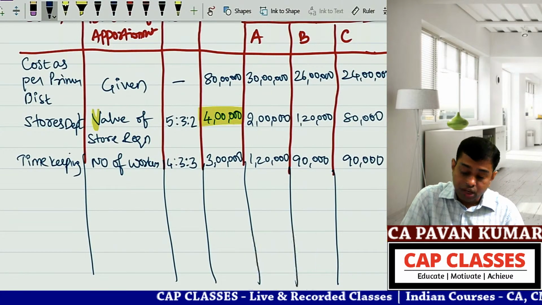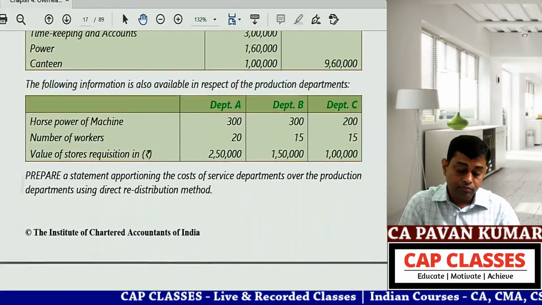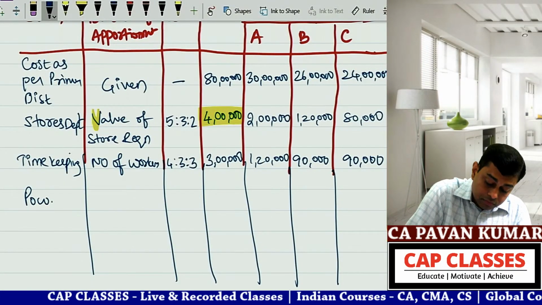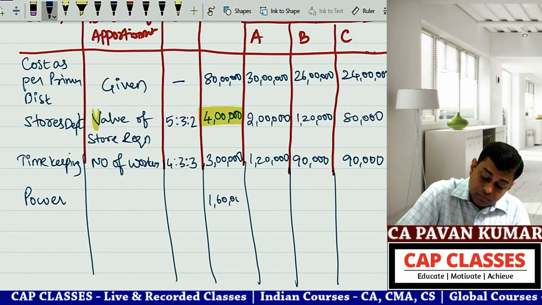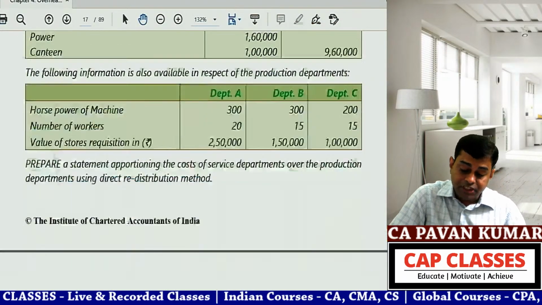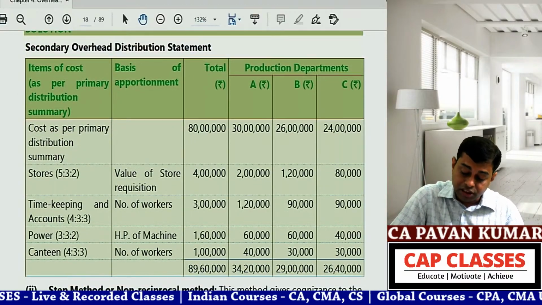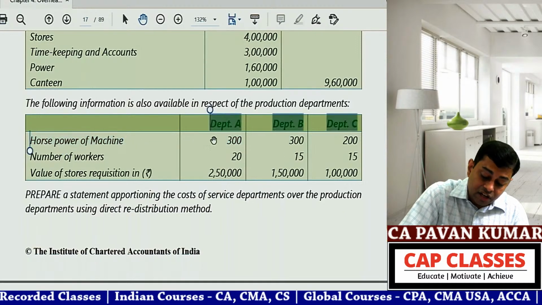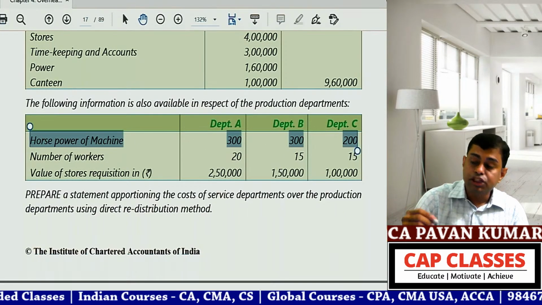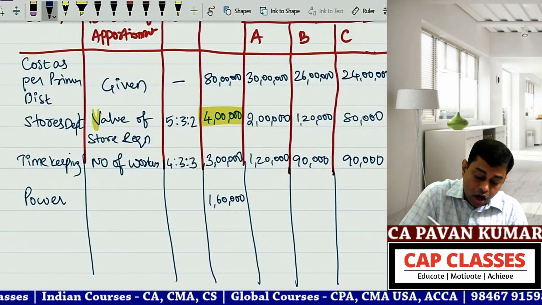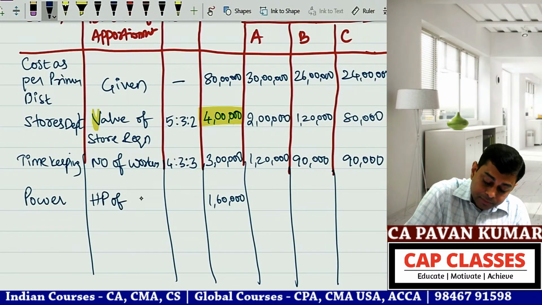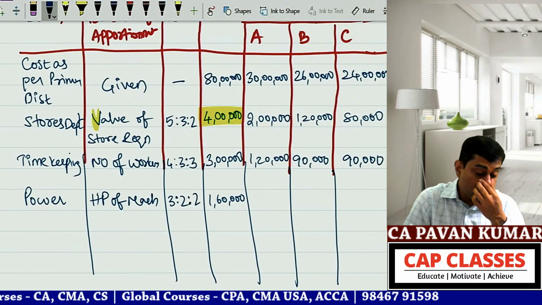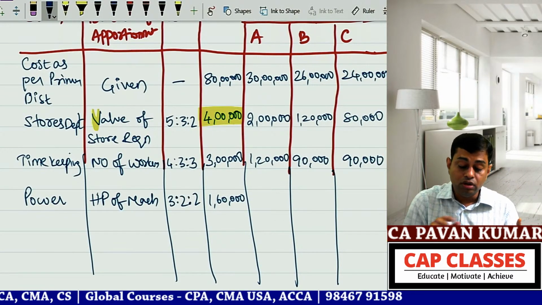Correct. Then what is the third department? Third one, power, 1,60,000. How will you distribute power expenses? In the question, horsepower of machines is given. 3 is to 3 is to 2. Okay, horsepower of machine. 3 is to 2 is to 2. So how many portions in total? 7. 3 is to 2 is to 2.